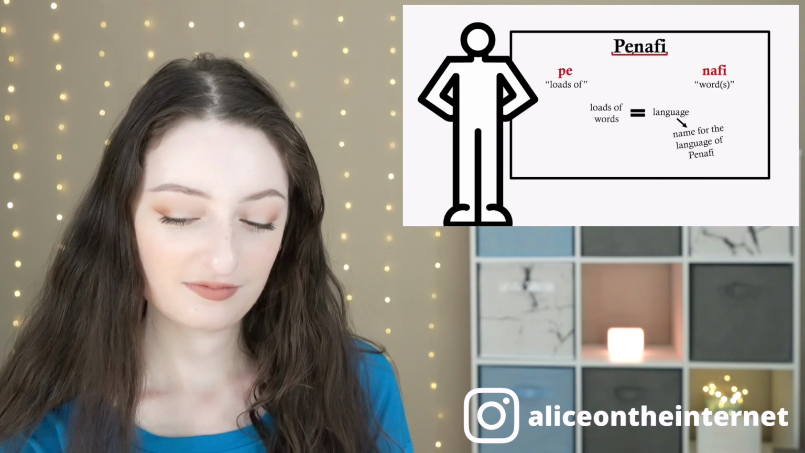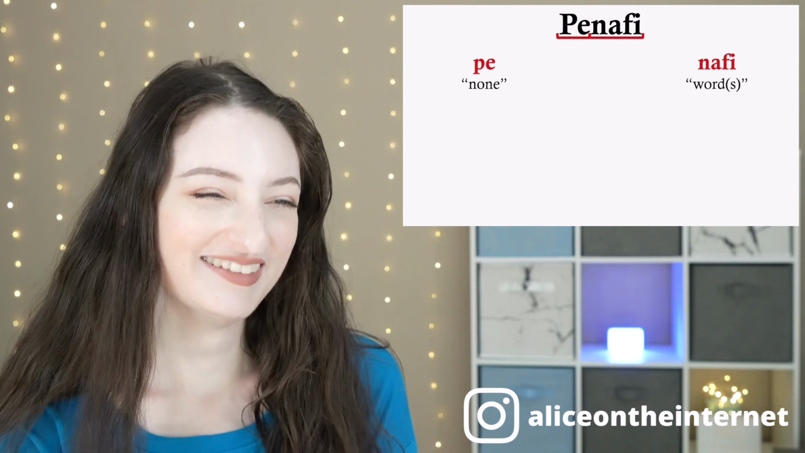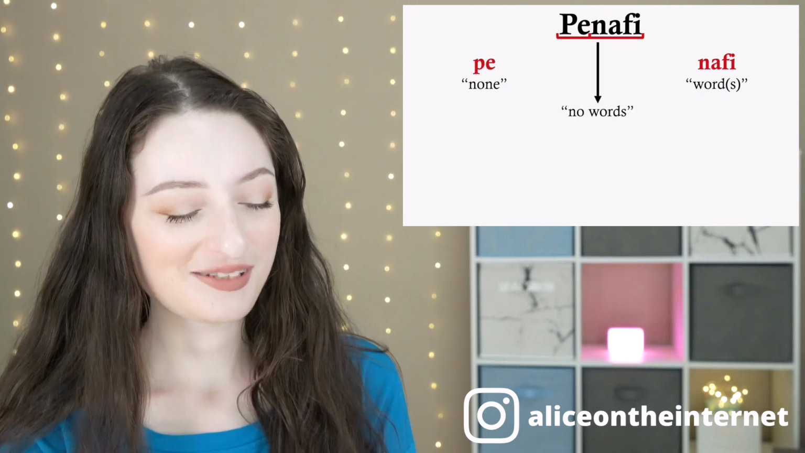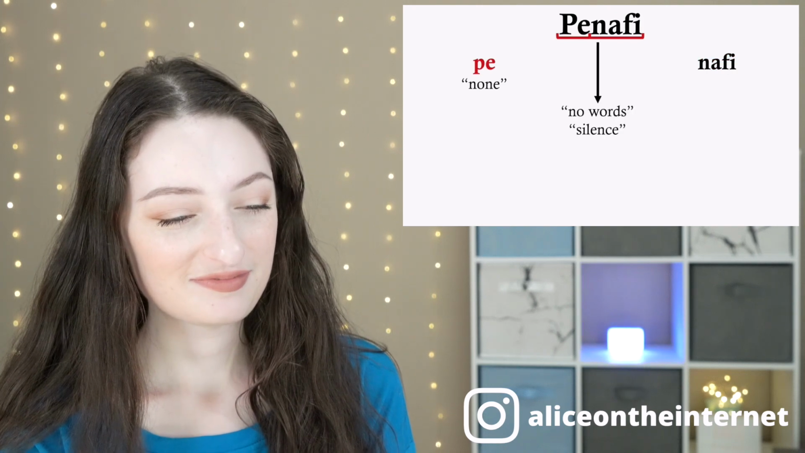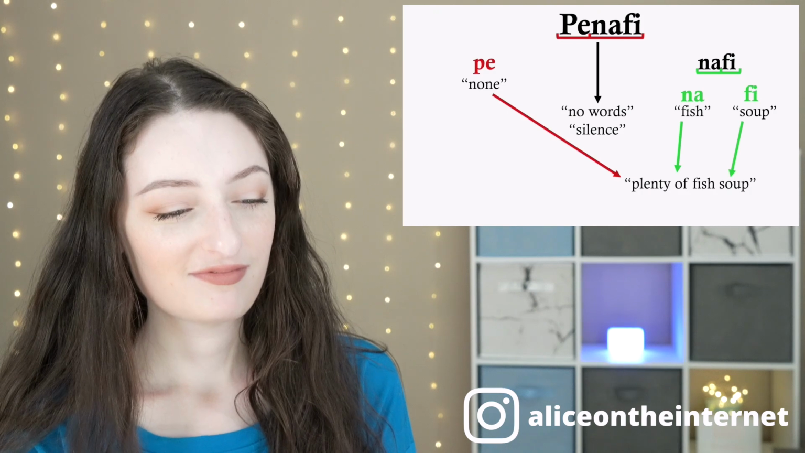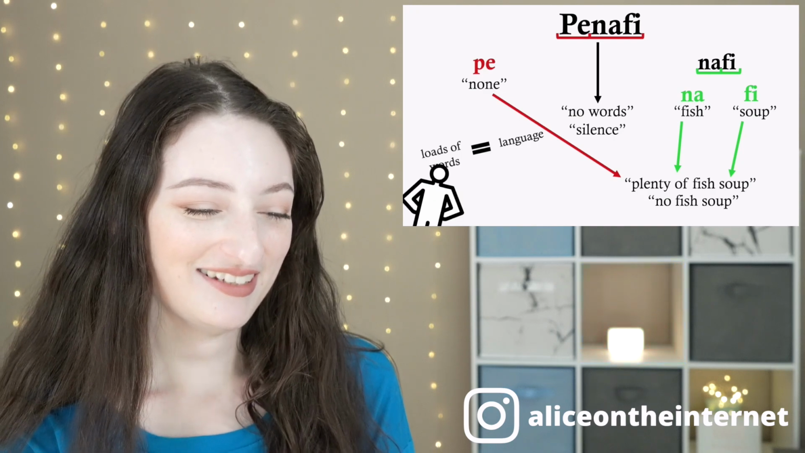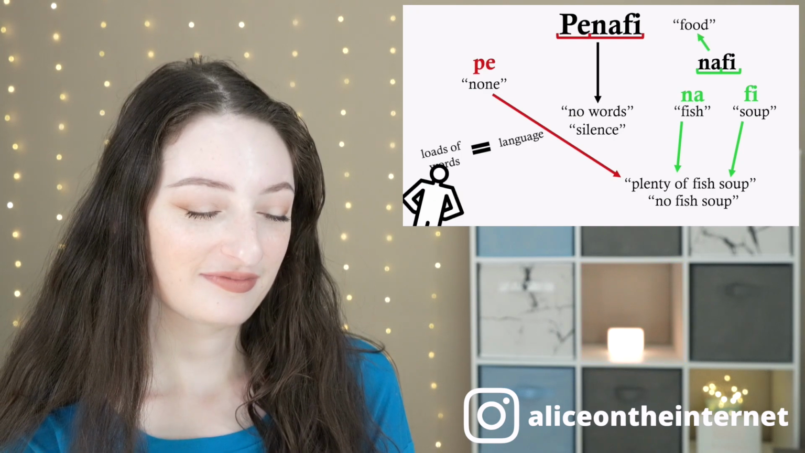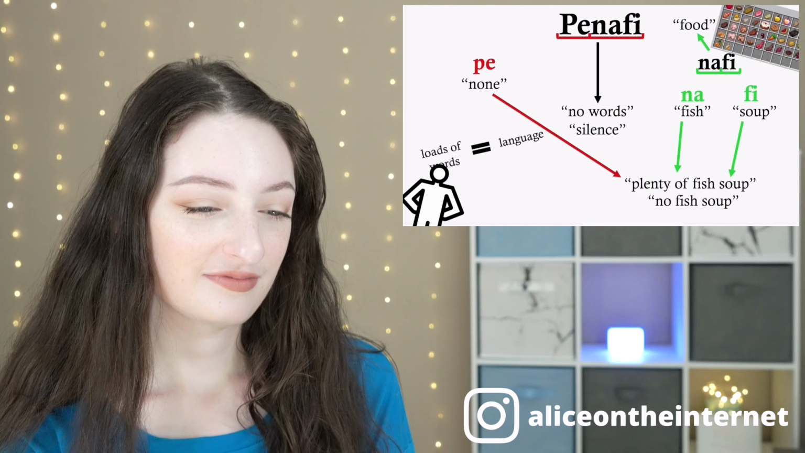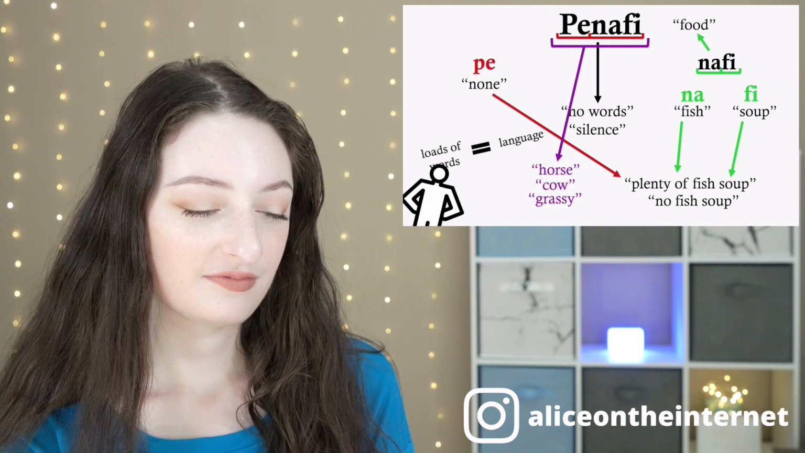Fantastic. Great start. But pe can also mean no or none, obviously. So pe nafi can mean no words, silence. Like also nafi can be split into na and fi, which mean fish and soup respectively, so the word could mean plenty of fish soup, or also no fish soup. Also, just like plenty of words meaning language, all words can be interpreted metaphorically. So nafi can also be a stand-in for food in general, as all food-related words can be. And of course, the word as a whole is a single morpheme meaning all of these things.